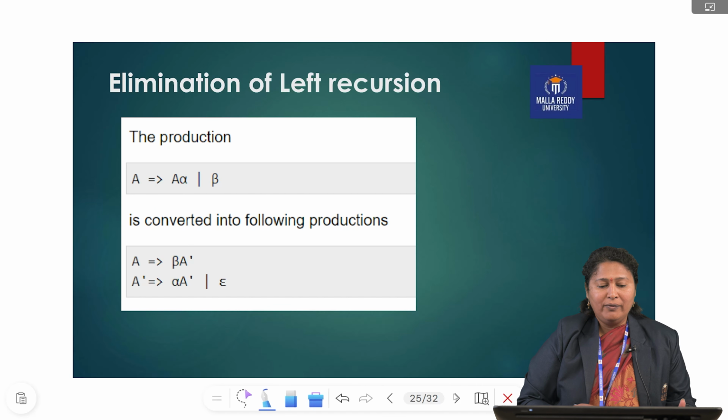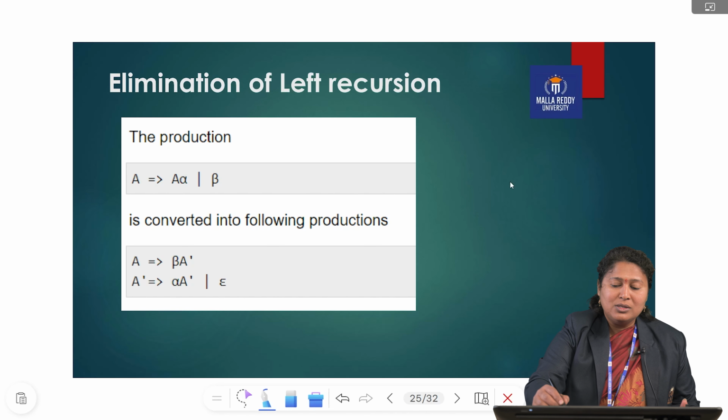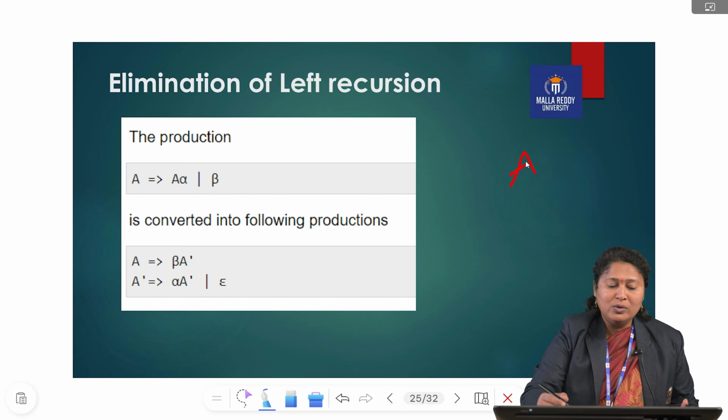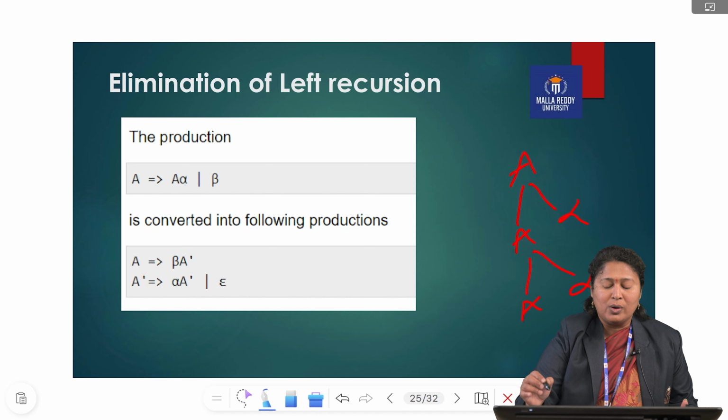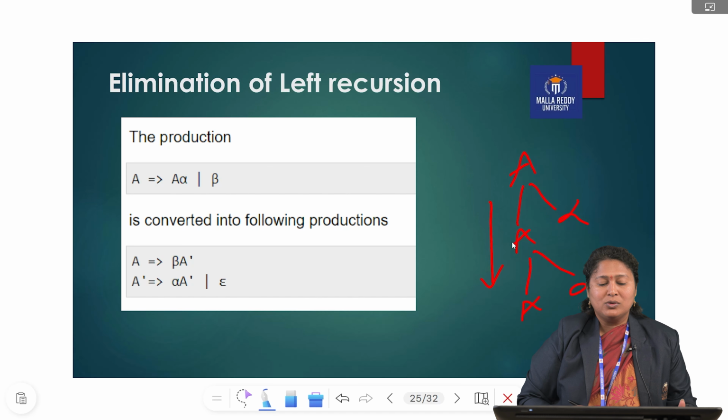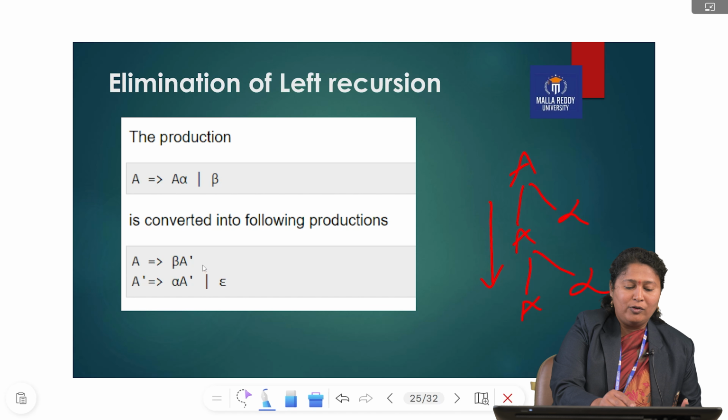Now, elimination of left recursion. So here, A tends to A alpha. If I want to substitute this, it continuously goes in this way: A tends to A alpha, A tends to A alpha. It is going in the left recursion format, so we need to avoid that. In order to avoid that, this is the formula.